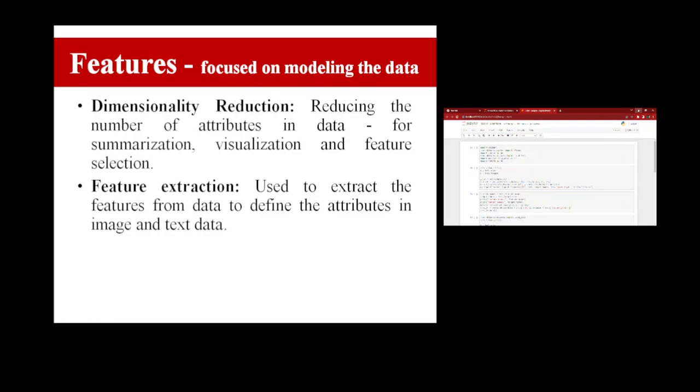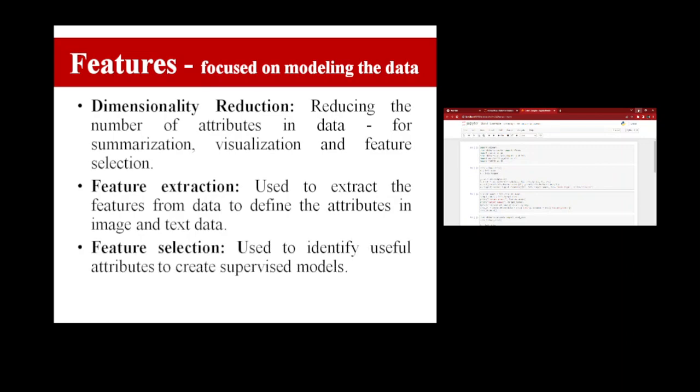Then feature extraction is another area, used to extract features from the data to define the attributes in images and text. So if you want to talk about images and text, then you have to talk about feature extraction. Feature selection is used to identify useful attributes to create a supervised model. So these are the different features of Scikit-learn, and with the help of Scikit-learn we can apply all these.